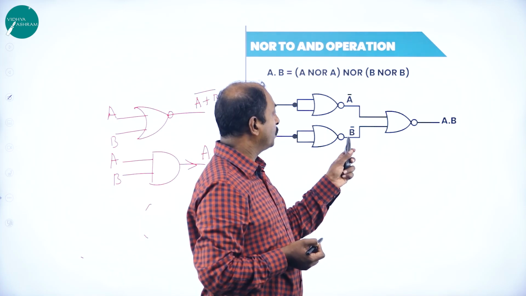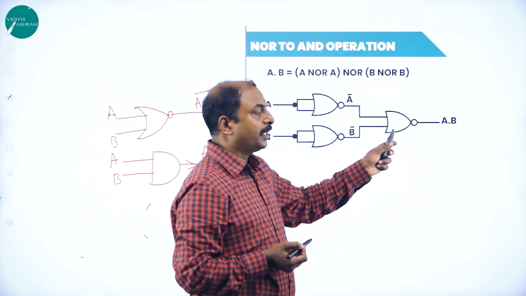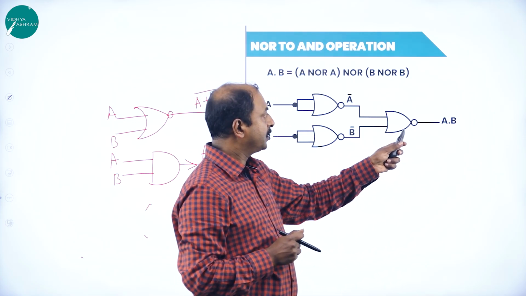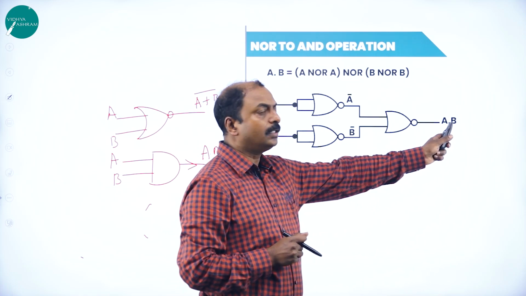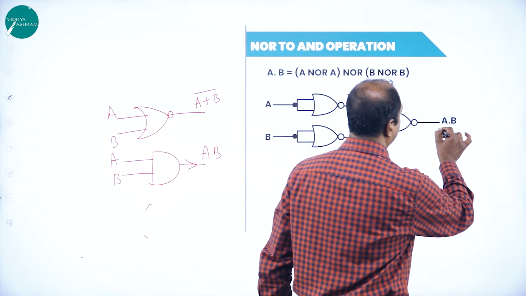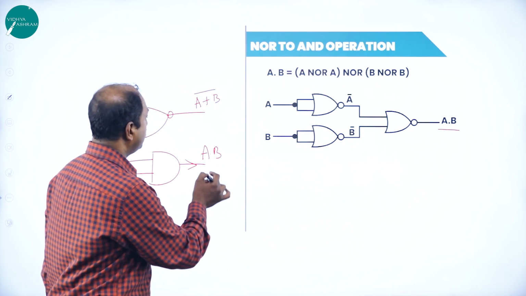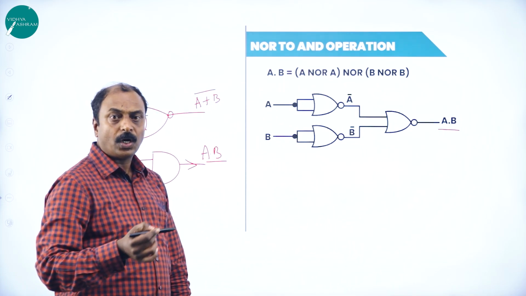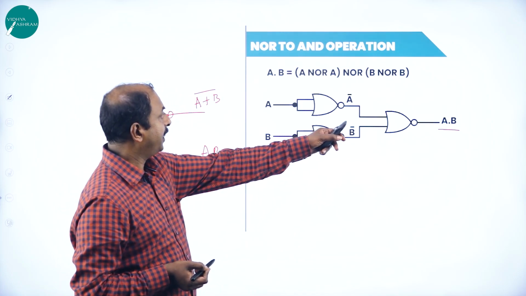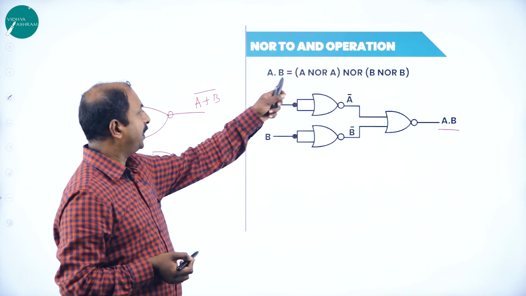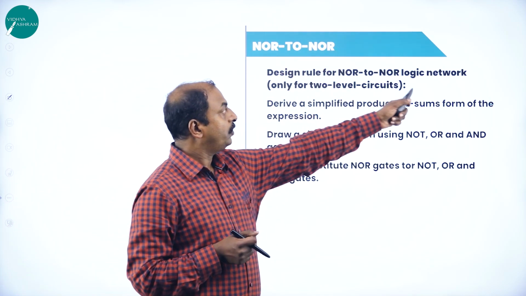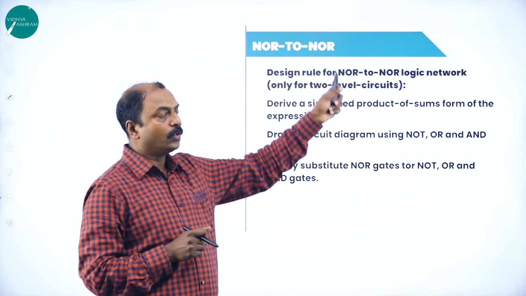Then the output of these two gates will be the input of one more NOR gate. So we get the result A dot B, or A and B. A and B is the output of this gate. So this is how we can design a basic AND gate with the help of NOR gate. Next concept is to design a circuit by using NOR gate only.